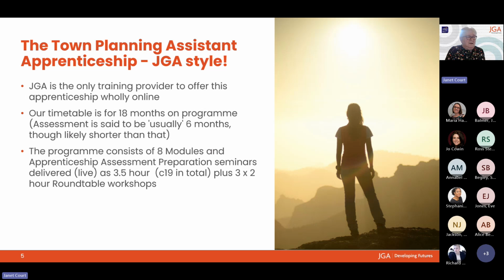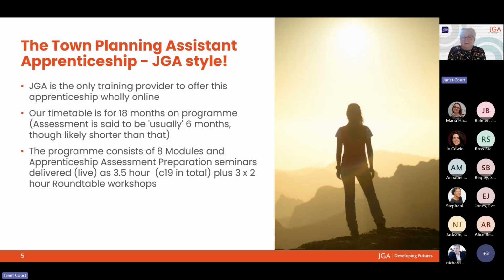When we look at the Town Planning Assistant Apprenticeship, as we know, it's level 4, JGA style. As you know, we are JGA. What's different about us? We're the only training provider to offer this apprenticeship wholly online. There is one more provider, Chichester College, and they run a hybrid delivery model, which is, I think, one day a week online plus face-to-face in the college. But we don't. We run all of our training for all of our apprenticeships wholly online.